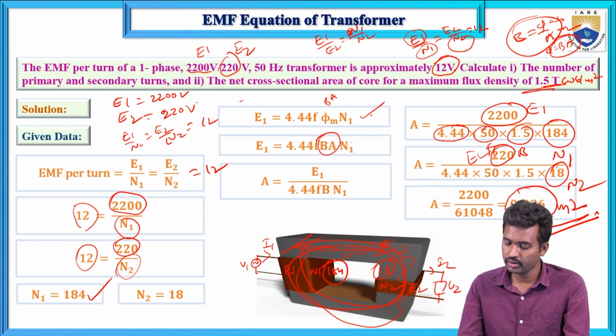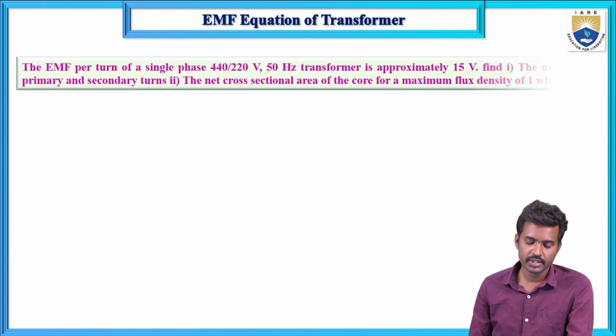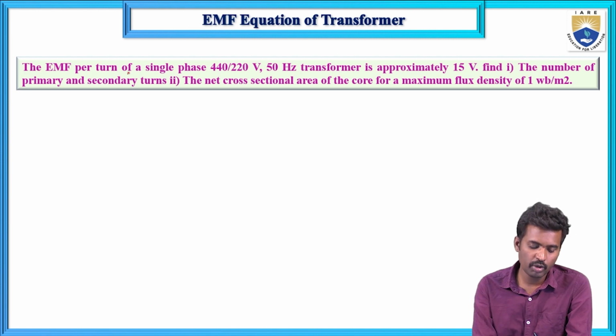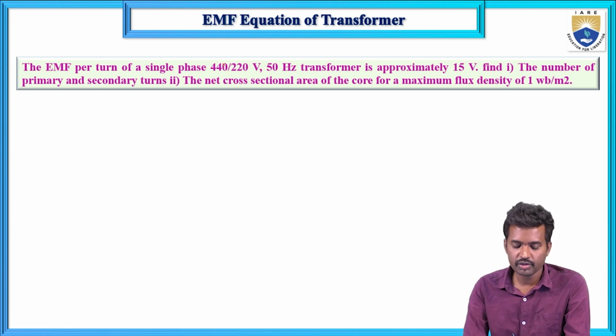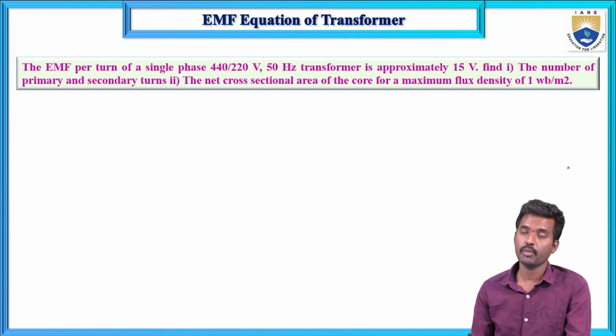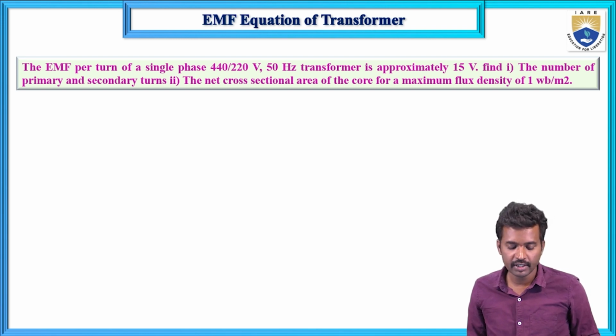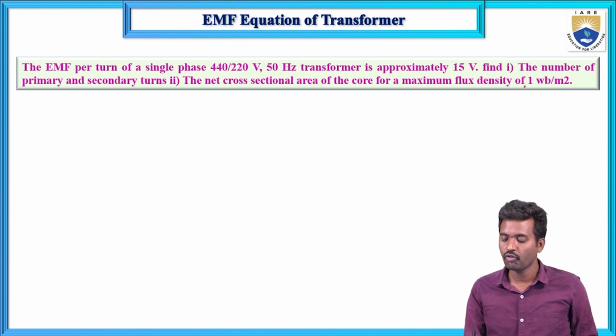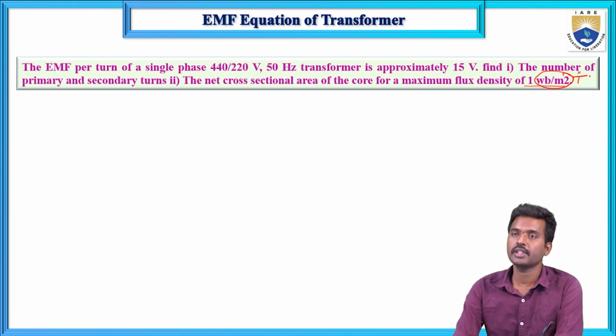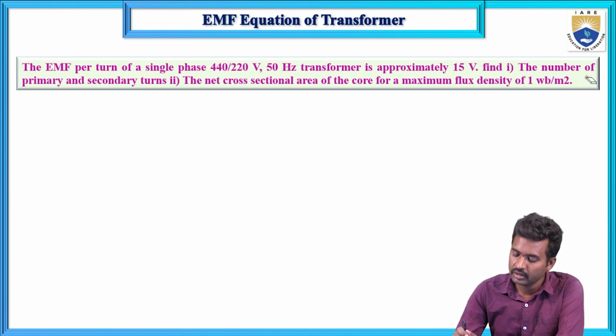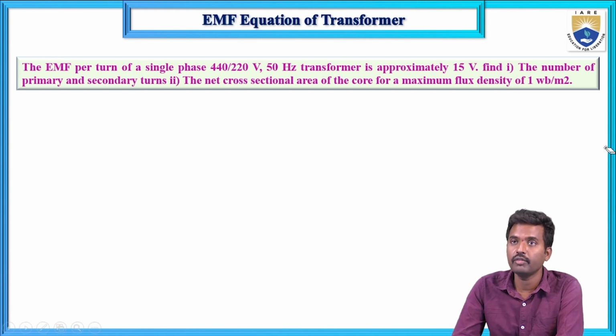0.036 meter square. Now same problem, only numerical values change. EMF per turn of a single phase 440 volts by 220 volts and 50 Hz transformer is approximately 15 volts. Find the number of primary turns and secondary turns. The cross sectional area of the core for magnetic flux density is 1 Weber per meter square.